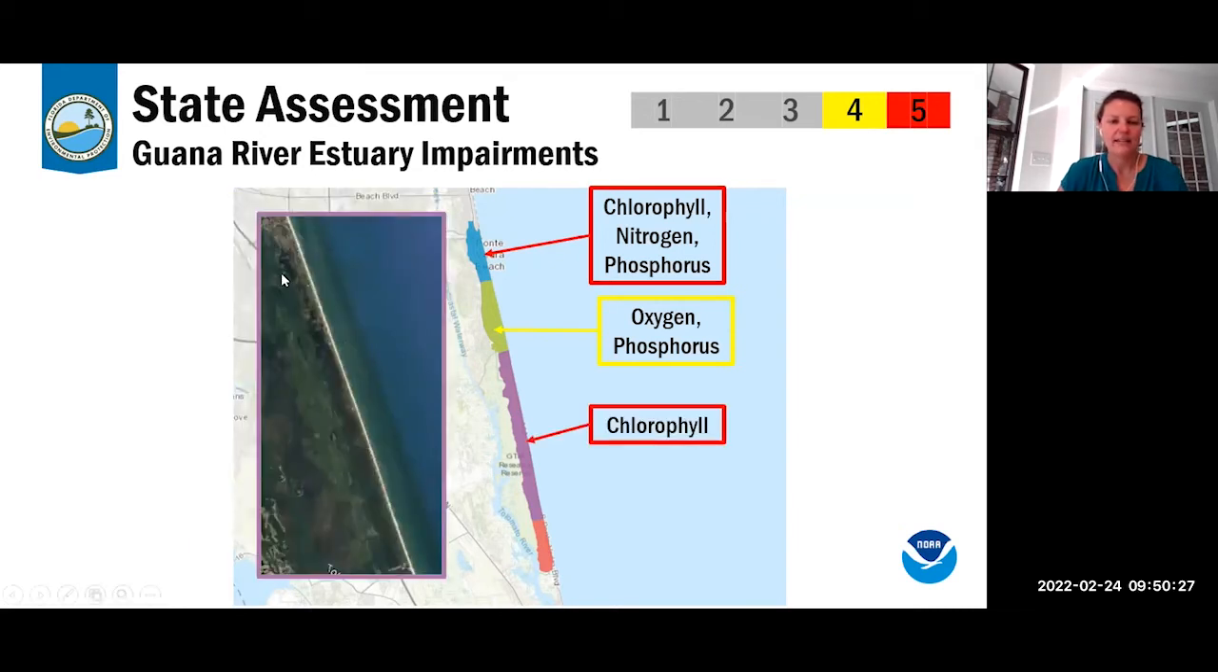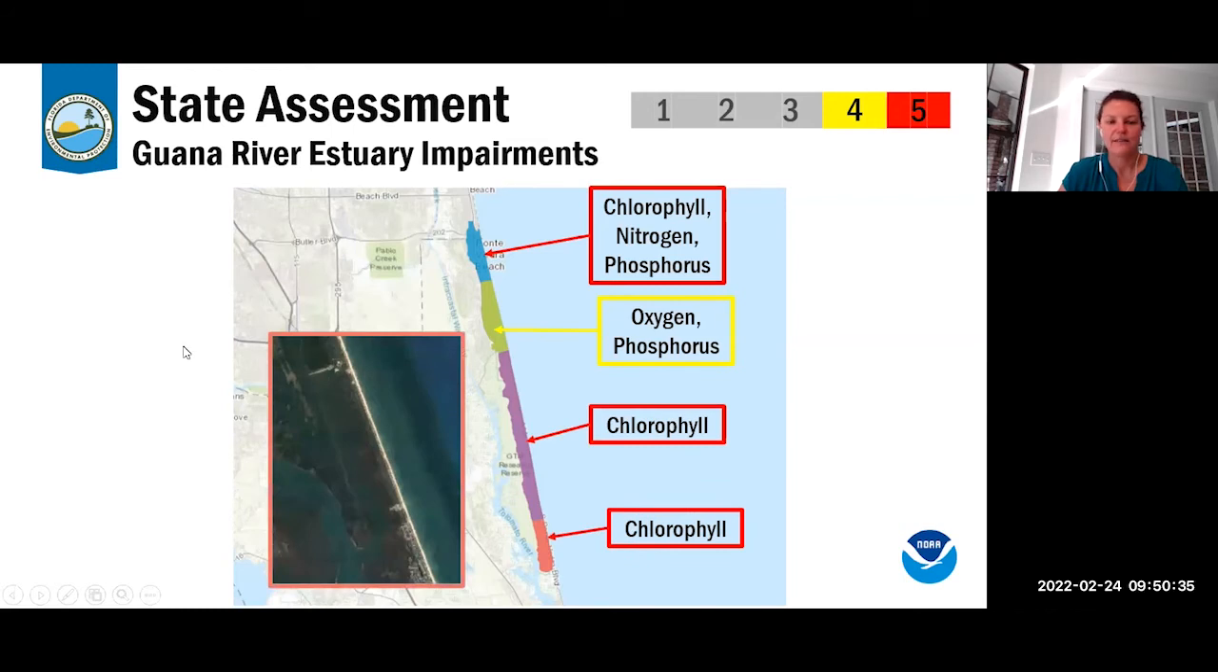And then south of that is the impounded portion of the river, or Iguana Lake, and that is impaired for chlorophyll. And then south of that, south of the dam, the last natural part of the river is also impaired for chlorophyll. So you can see there's some definitely water quality concerns in this estuary that we have discovered over the last couple of years.